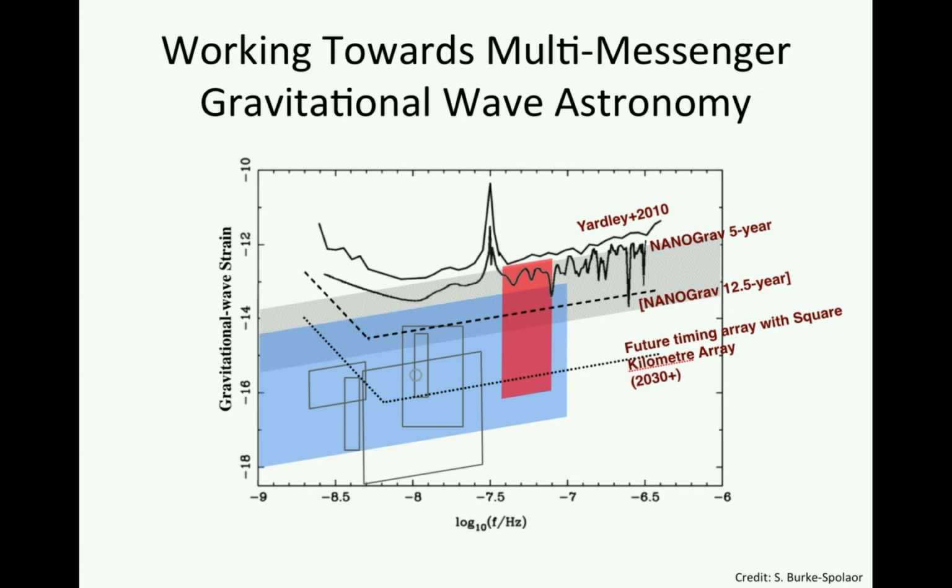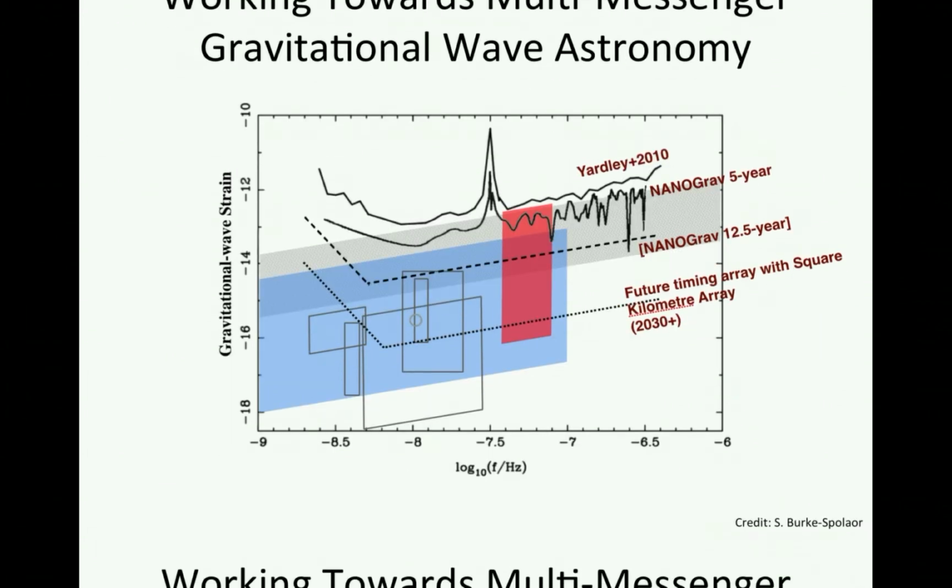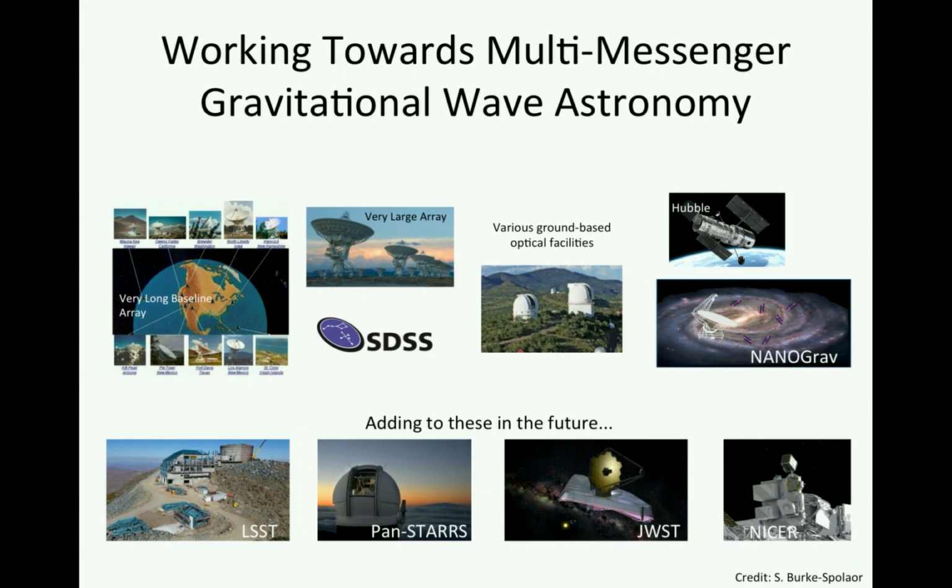We can see here that the potential for multi-messenger gravitational wave astronomy with pulsar timing arrays is very strong. And we are currently working with many telescopes and many surveys to try to identify dual AGN candidates and begin the process of putting together a system to do multi-messenger gravitational wave astronomy with pulsar timing arrays.